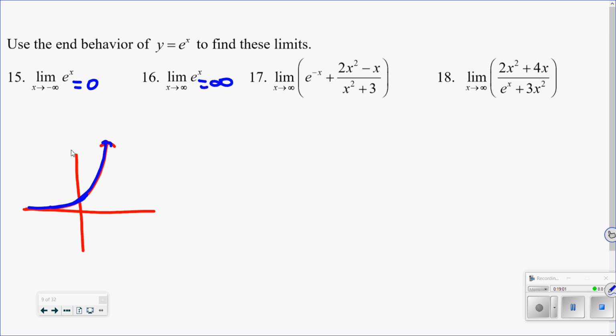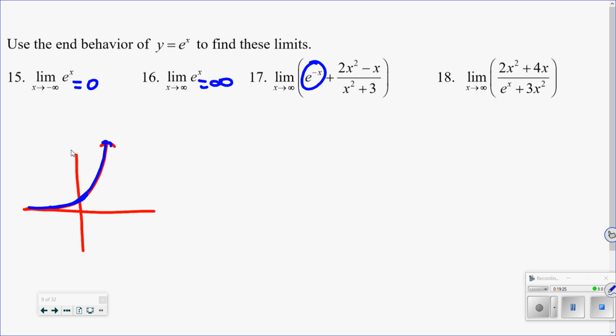So we can use that to look at this next problem. It says, what is the limit as x approaches infinity of e to the negative x plus 2x squared minus x over x squared plus 3? So if you have a plus or a minus, we can really do each of these separately. So I'm going to start, what is the limit as x approaches infinity of e to the negative x?